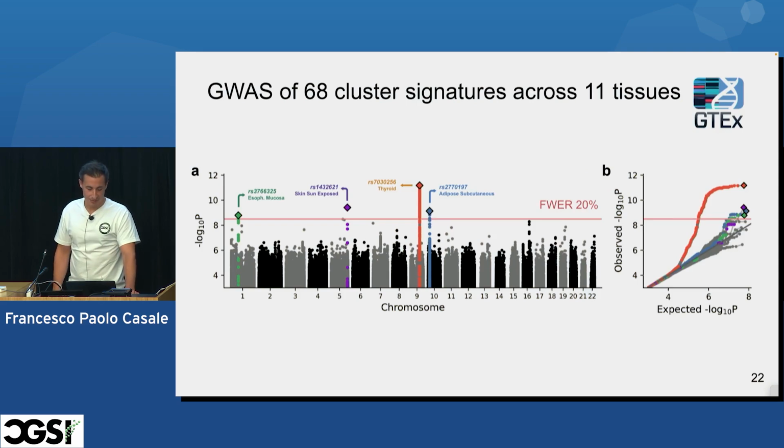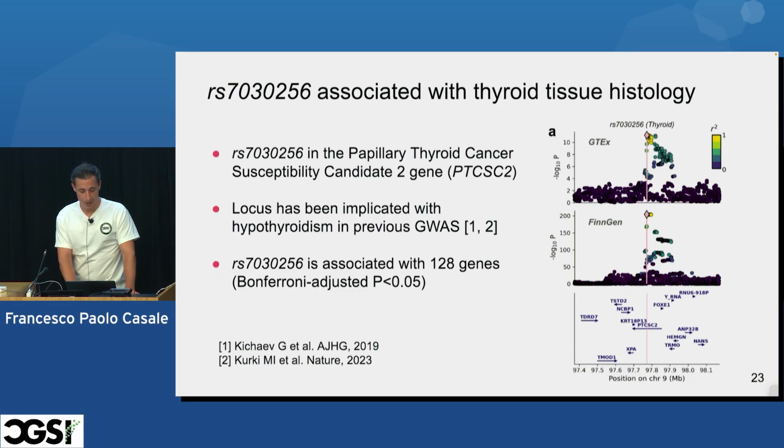So these are the results. We get 4 genome-wide significant hits at a family-wise error rate of 20% across 11 tissues. I'm going to tell you a little bit only about the top hit here, thyroid. On the right, we see a LocusZoom on this hit. It's about 1 megabase around the lead variant on chromosome 9. This hit was in the thyroid tissue. And when we look at it, the top variant is an intron variant of the PTCSC2 gene, the papillary thyroid cancer susceptibility candidate 2 gene.